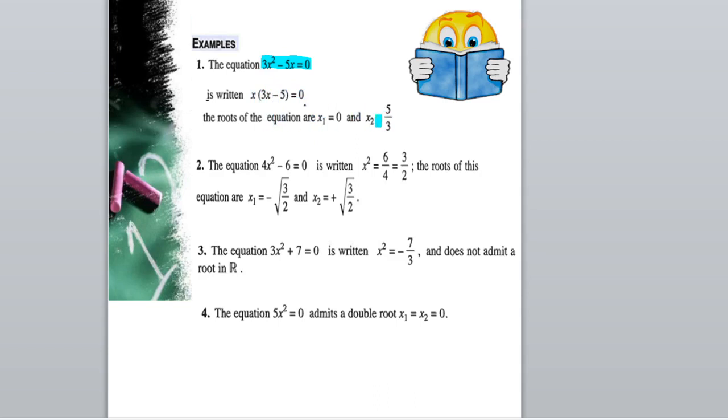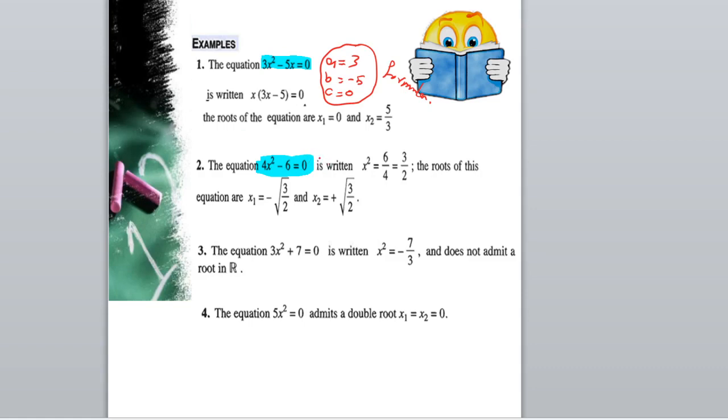This is just to show you a way to solve it, how we could solve it with the calculator. But we will not use this. We will use the formula: a equal 3, b equal negative 5, and c equal to 0, and we solve it using the formula. Okay, this is just to show you some examples, not more. 4x squared minus 6 equal to 0. Also this you may solve by a different way other than the formula, but we will use the formula.